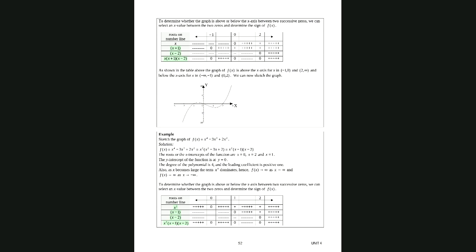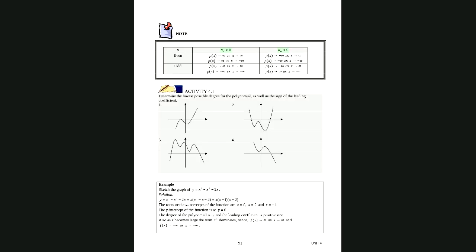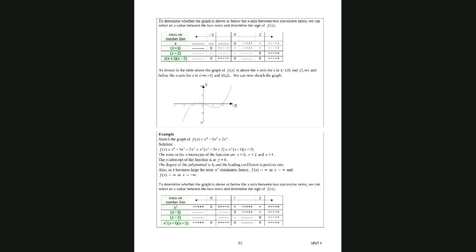Clearly, if you factorize this polynomial, you are going to get x, x plus 1, x minus 1. That means that our points will be x equals 0, x equals minus 1, and x equals 2. Then we can draw the table. Then we can easily draw the graph.